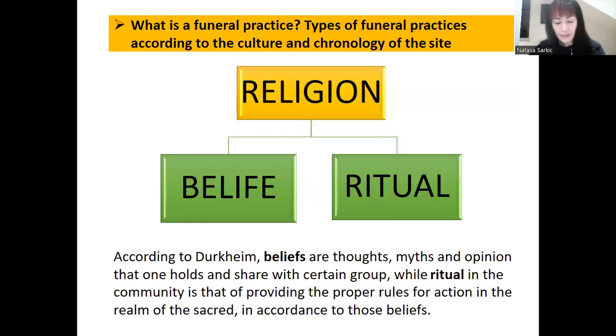So why is it so important that we study this? Because when we have religion, not necessarily religion in the terms that we have today, like monotheistic, but any kind of religion system, that can be also totemism, we have beliefs and rituals, according to Durkheim. Beliefs are our thoughts, needs, or opinions that we share with a certain group that we belong to. Then we have rituals that we do in a community, which provide the proper rules of action for certain situations.